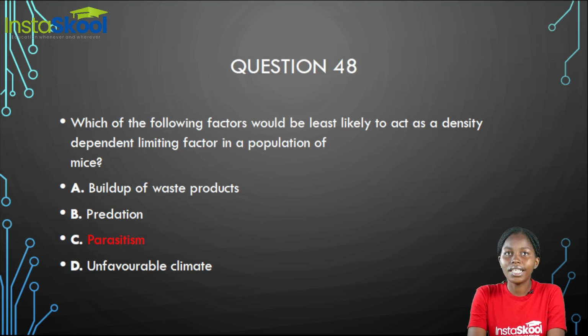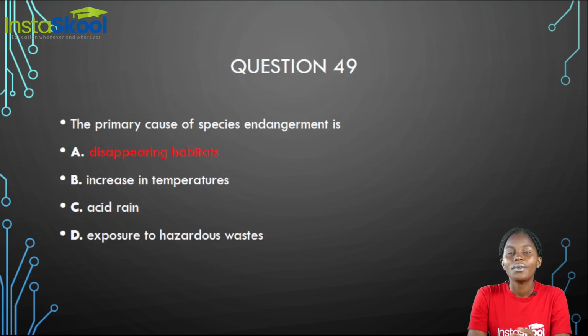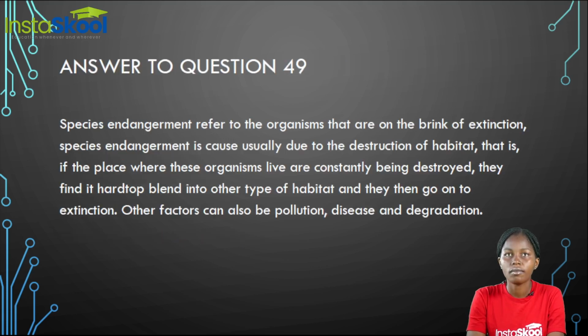One of the least likely factors that will cause a decrease in the population of mice is parasitism. That is the odd one out of our answer. So that's our option C as the answer. We now move on to question 49. The primary cause of species endangerment is dash. When we talk of species endangerment, we are referring to organisms that are on the brink of extinction.